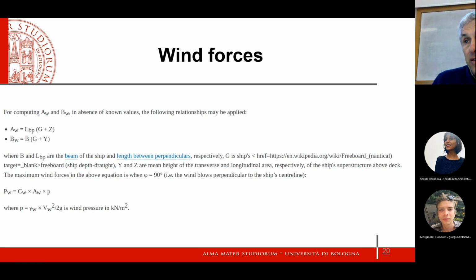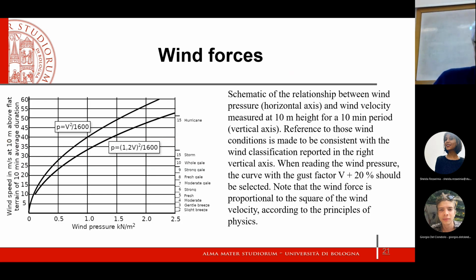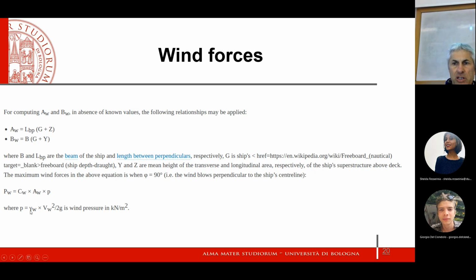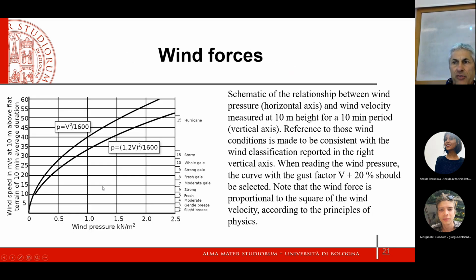Okay, let me look at the next slide. Here you see a graph, I made it, which gives the wind pressure for different wind speeds by adopting a standard density for air. So the pressure is given by this formula here. If we take a standard value for gamma W, then the pressure only depends on the wind velocity. So it is relatively easy to make this graph.